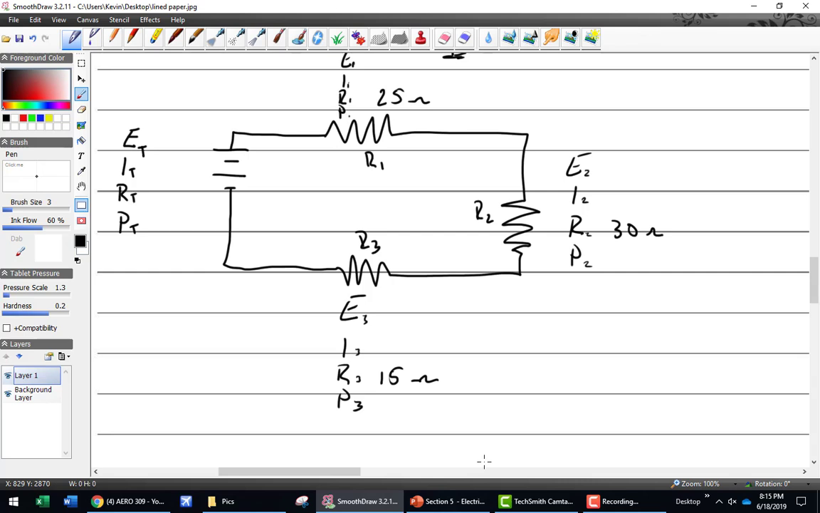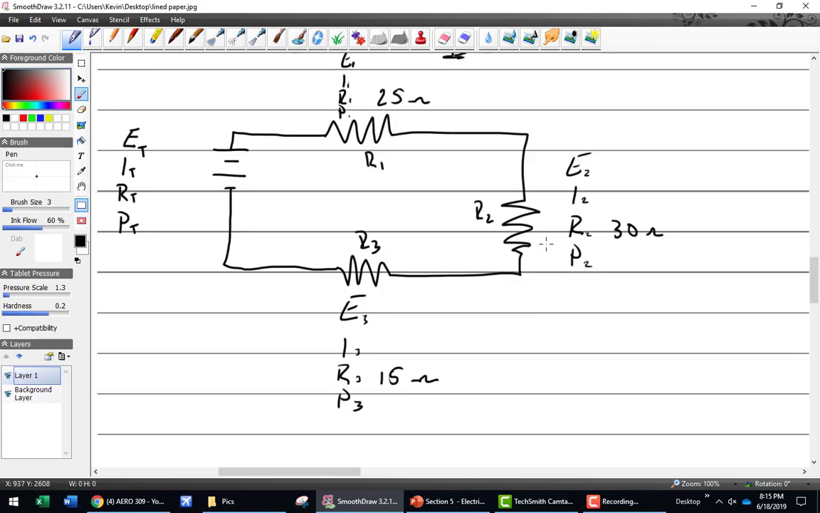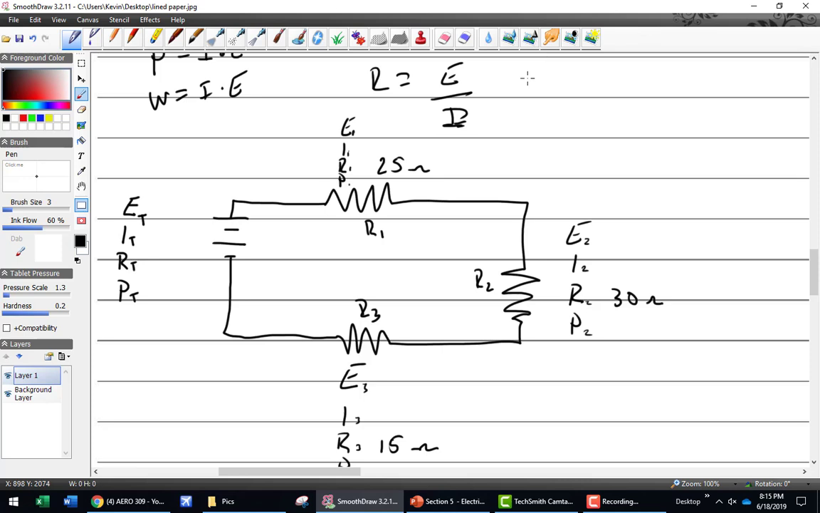I need to know the total amount of resistance for this circuit. This is the formula to figure out the resistance for this circuit: R total equals the resistance of resistor 1 plus the resistance of 2 plus the resistance of 3, and so on. So you simply just add the resistances, whatever you see, together. And this is for a series circuit.